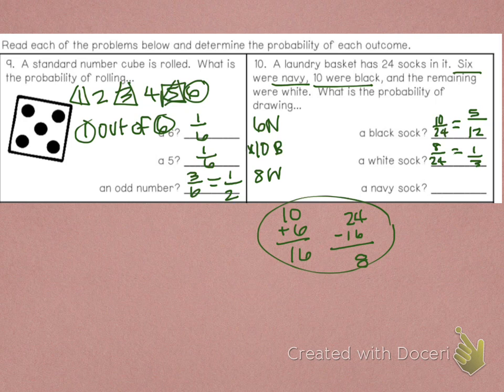And then a navy sock. There's 6 out of 24. So here I could simplify by 2, by 3, by 6. So let's go with 6. 6 divided by 6 is 1, and 24 divided by 6 is 4. Okay, moving on.